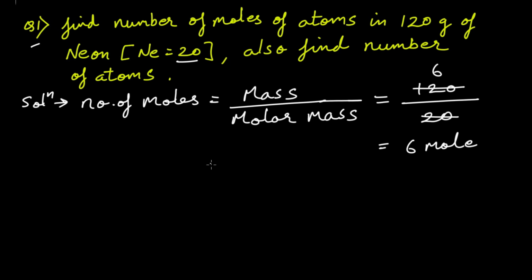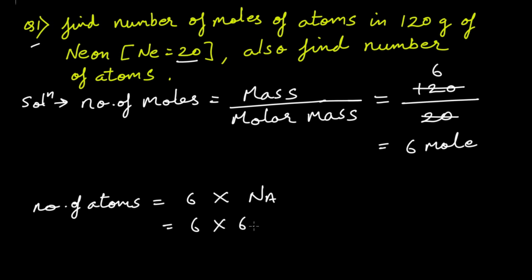Now you have to find the number of atoms. Number of atoms is equal to 6 into Na, that is Avogadro number, that is 6 into 6.022 into 10 to the power 23. So this will be your number of atoms. Right? Simple. Now let's move to the next.